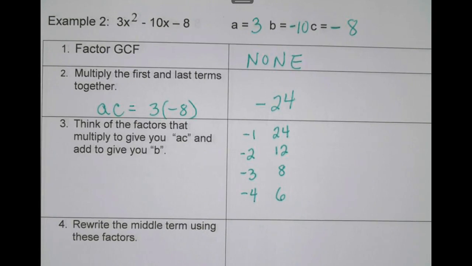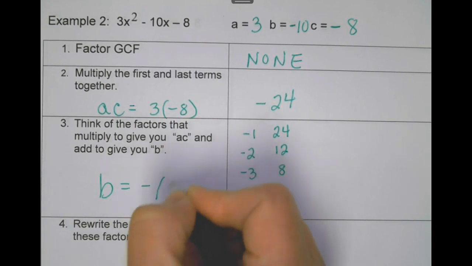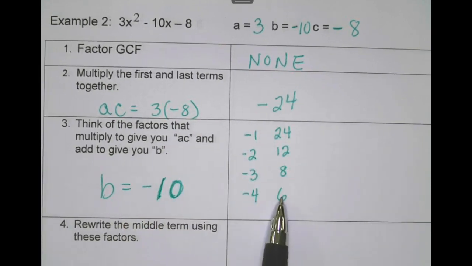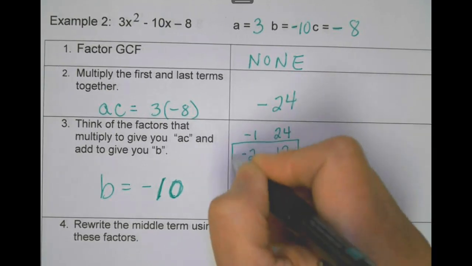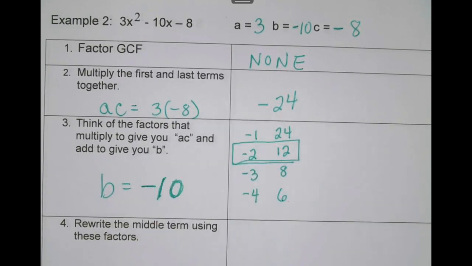Okay, so I need the pair that adds up to give me negative 10. Well, 4 and 6 add up to equal 10, but does negative 4 and positive 6 add up to equal 10? Nope. The signs have to work out right. And so these add together to equal positive 10. But I need negative 10.